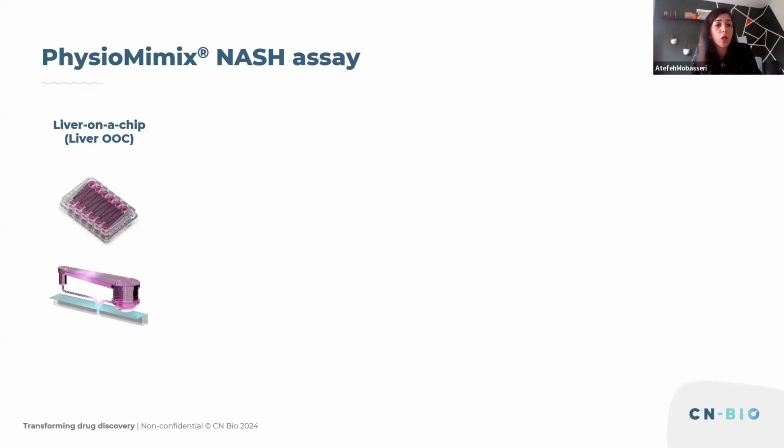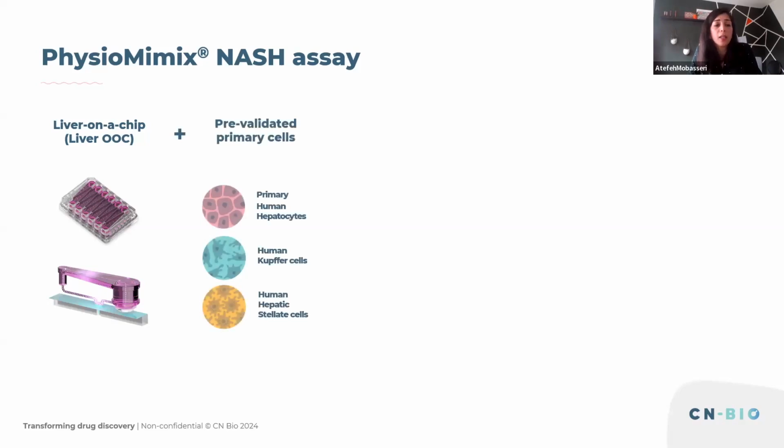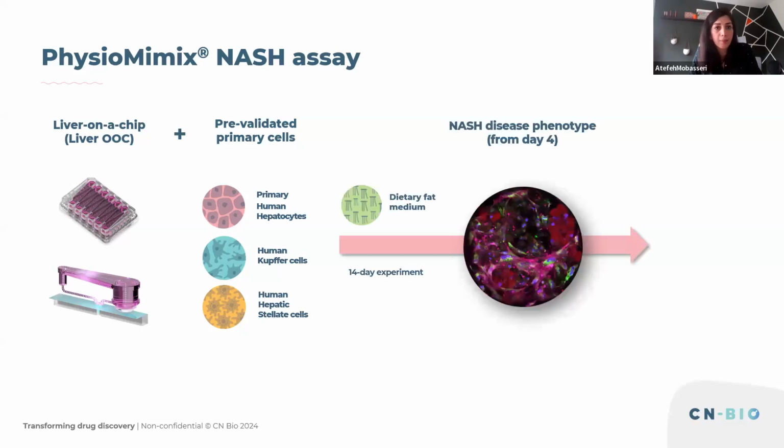So the way that we design the NASH assay using organoid chip technology is that, firstly, we wanted to be able to culture liver with a flow in our liver-on-a-chip setup. For this, we included several specific cell types that are important for studying NASH. For this assay, we include primary human hepatocytes, Kupffer cells, and stellate cells.